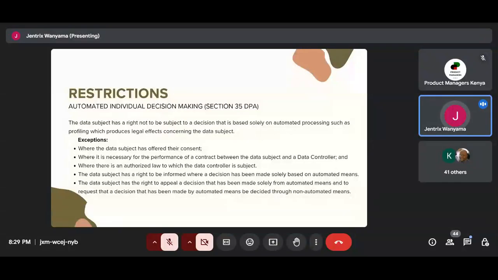Another exception is if it is absolutely necessary for the performance of a contract between the data subject and the data controller. And if there is an authorized law to which the data controller is subject, which allows for this automated processing. So those are some of the exceptions, but the rule of thumb to remember, because as product managers, you're mostly dealing with digital platforms, is to ask yourself, what are some of the actions that my platform is performing? Is one of those automated individual decision making? Because you'll find that a lot of platforms actually do that.